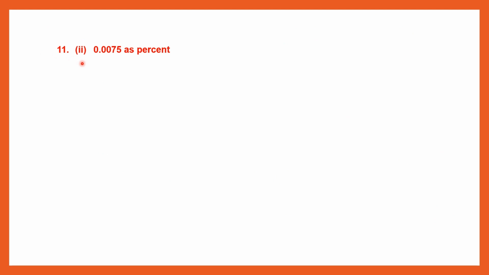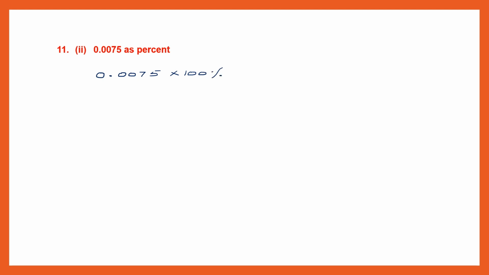Question 11, the second one is a decimal number where you have to express it as a percent, isn't it? Now there is another way of converting decimals into percent. If you are being taught this method in school, you can use this. Whenever you convert a fraction or a decimal into percent, you multiply by 100, isn't it? So we write this as it is, 0.0075 into 100 and put the percentage sign.